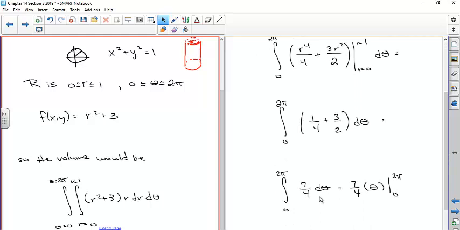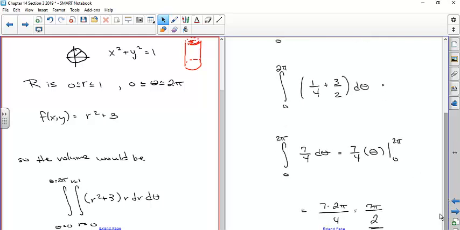And then you integrate with respect to theta. The integral of d theta is theta. You evaluate that at 2 pi and subtract the value at 0, so you just get 2 pi. So you get 14 pi over 4, which is 7 pi over 2. So that's the volume for that particular shape.